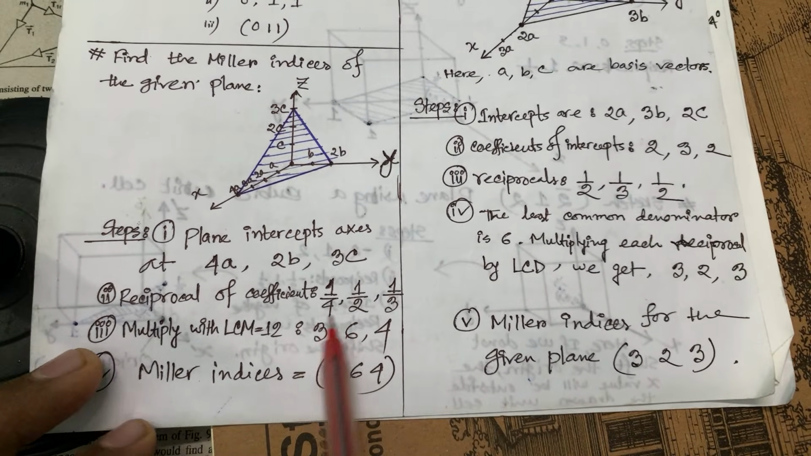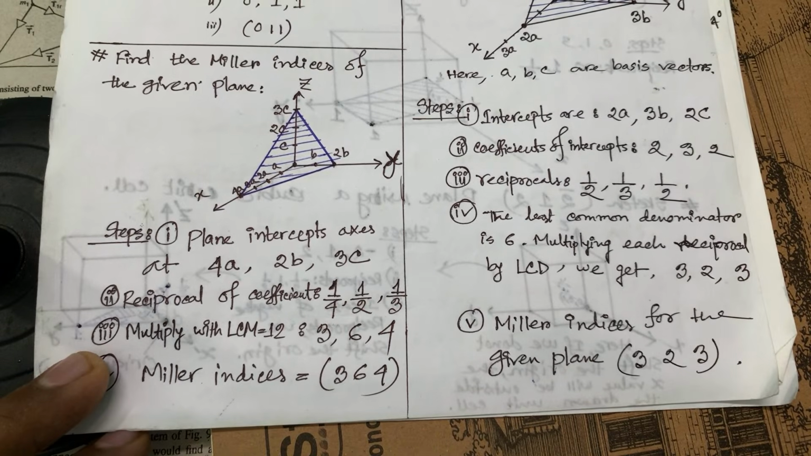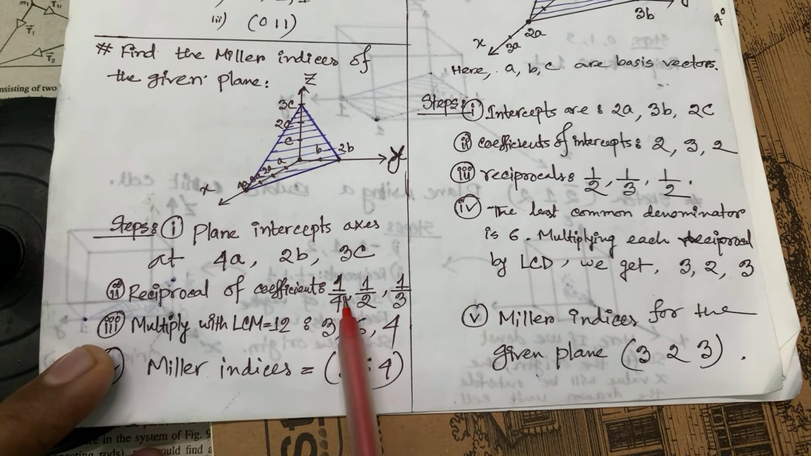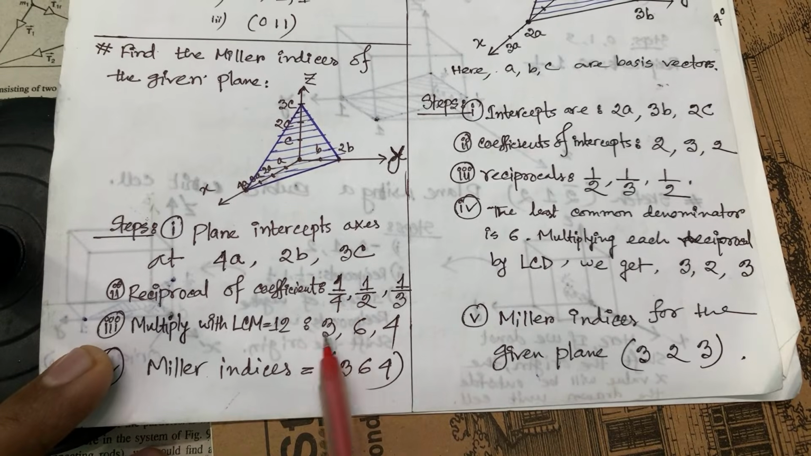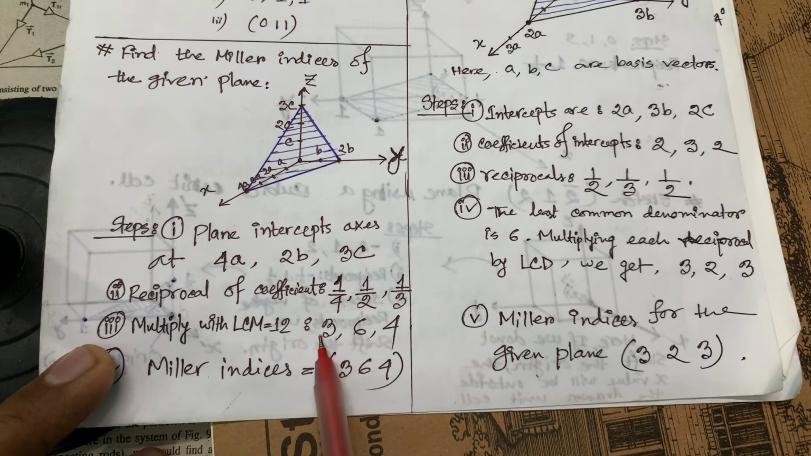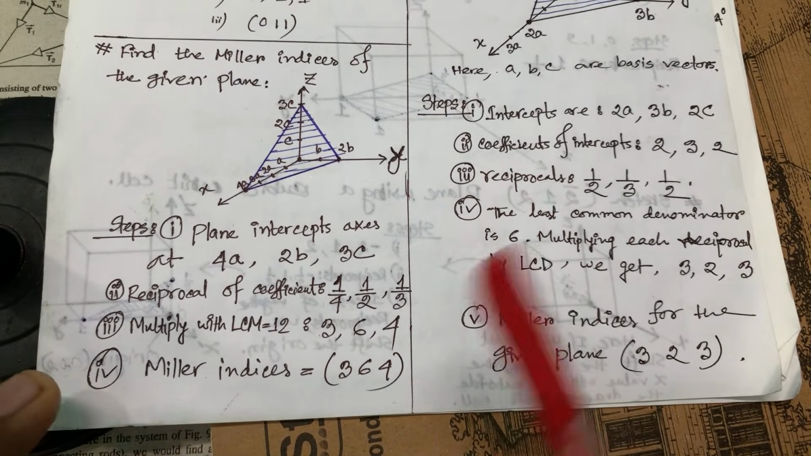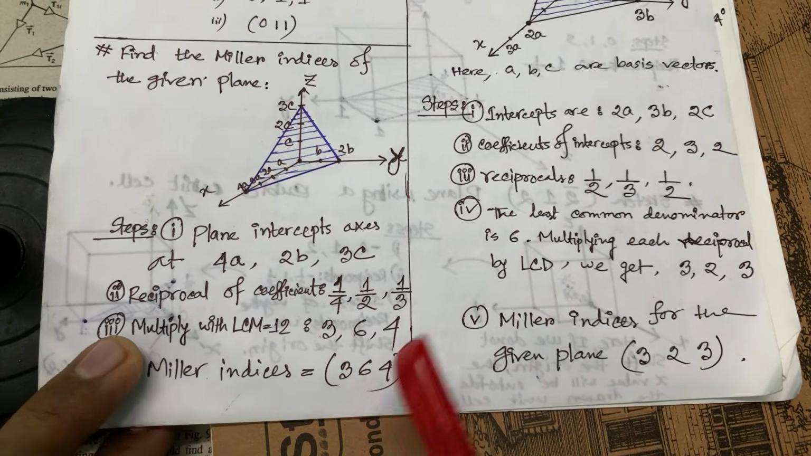Oh no, this is not the Miller indices because this is a fractional value. Remember, Miller indices can never be fractions. So what do we do? We take the LCM of 4, 2, and 3. We get 12. So multiply each of them by 12. You get 3, 6, and 4. This is your Miller indices, guys. The Miller indices here are 3, 6, 4.